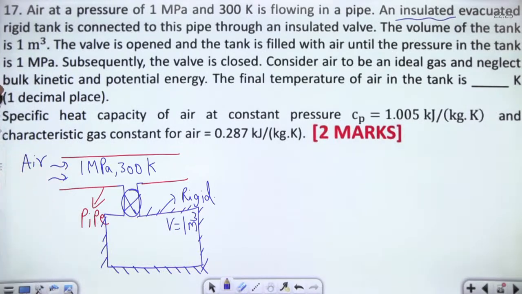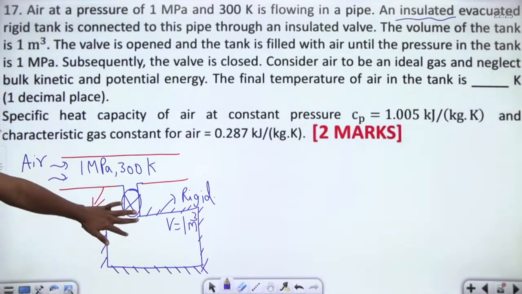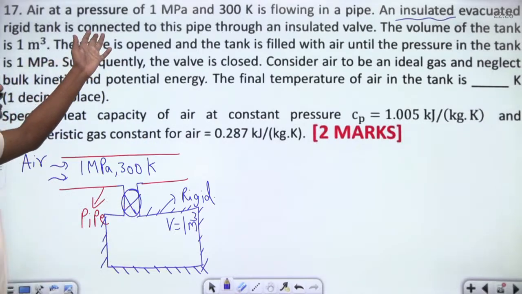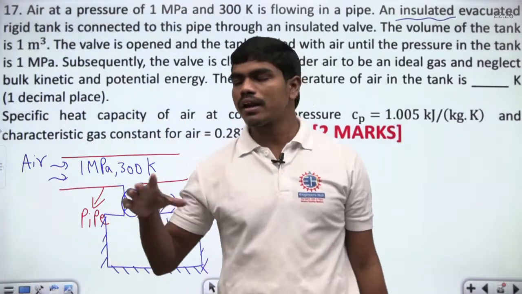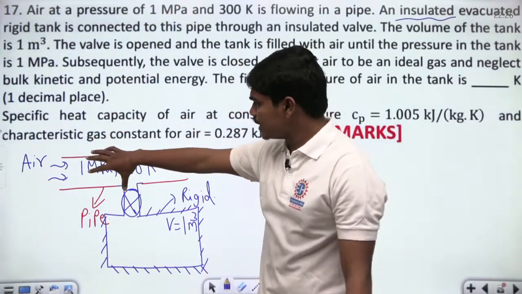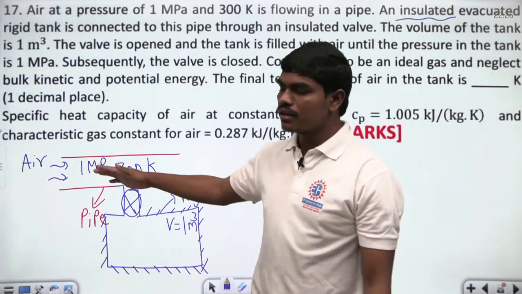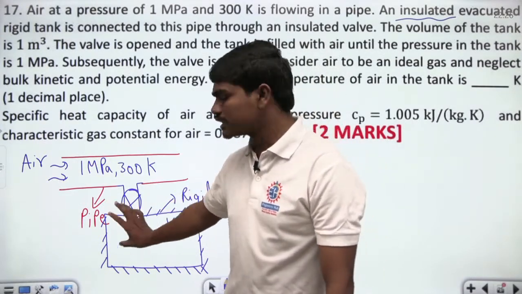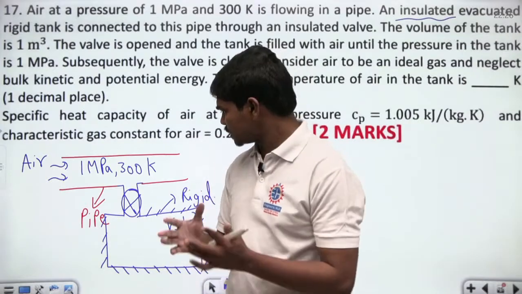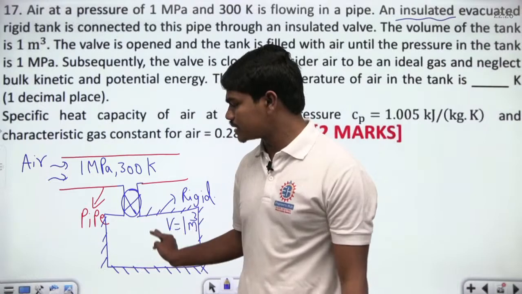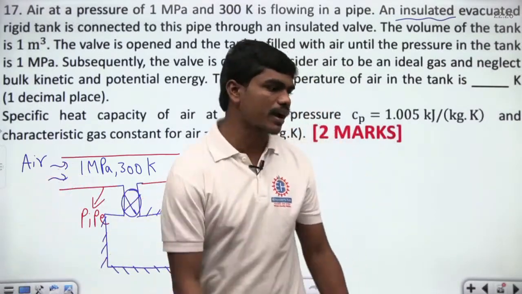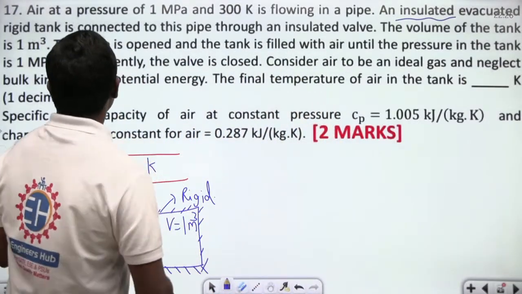The volume of the tank is 1 meter cube, the valve is opened and the tank is filled with air until the pressure in the tank is 1 megapascal. Of course, when the supply is at 1 megapascal and you keep the valve open, air will fill this tank until pressure equilibrium, since there is mechanical equilibrium. So, if the supply is 1 megapascal, the final pressure of the contents in this tank will also be 1 megapascal.